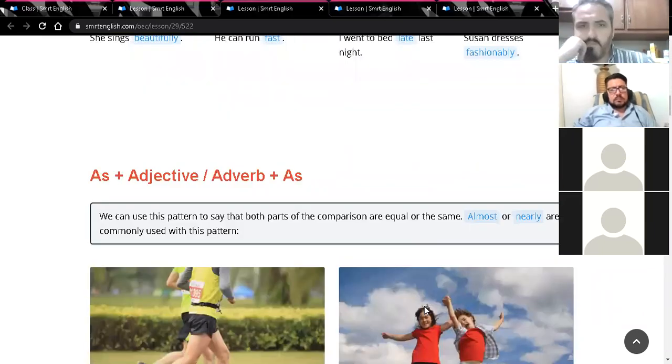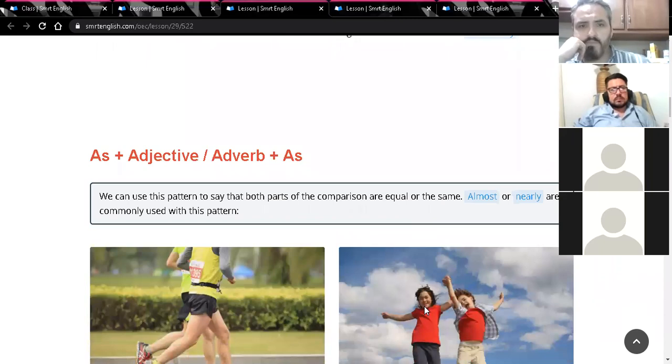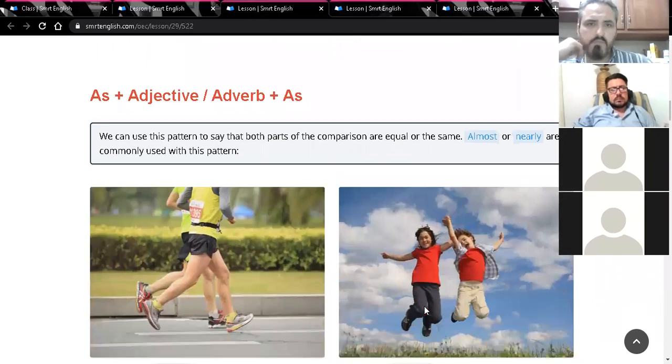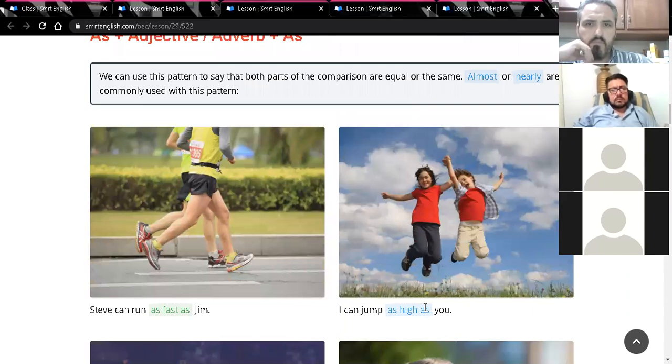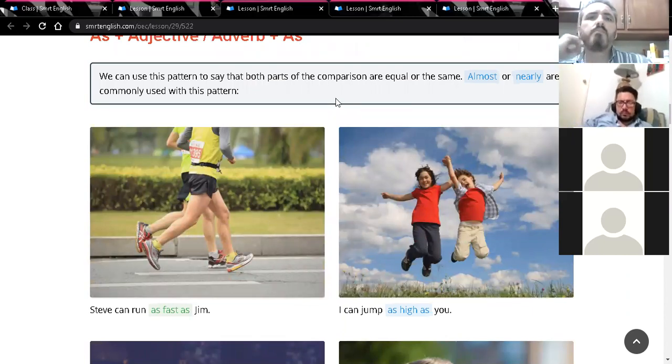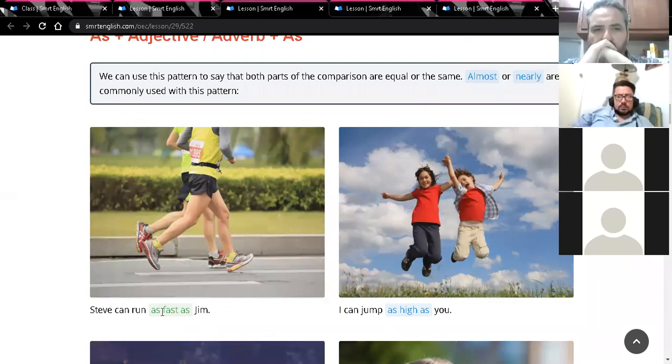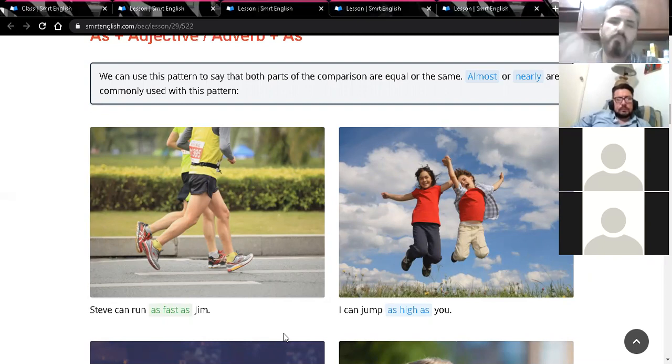Now, as plus adjective or adverb plus as, which is the same as the examples we were seeing. We can use this pattern to say that both parts of the comparison are equal or the same. Almost or nearly are commonly used with this pattern. Steve can run as fast as Jim. If I use this order, as, adjective, as, it means that they are the same. I can jump as high as you.